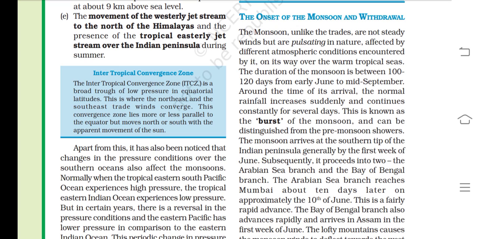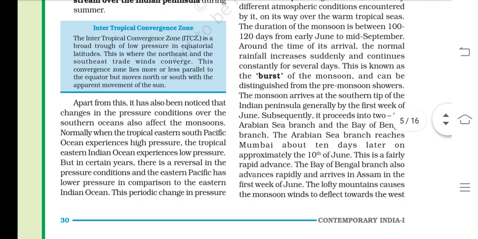Subsequently, it proceeds into two branches, the Arabian Sea branch and the Bay of Bengal branch. The Arabian Sea branch reaches Mumbai about 10 days later, on approximately the 10th of June. Means the first shower received by Bombay. What happens? The monsoon starts, okay.